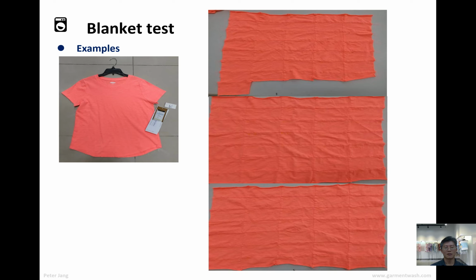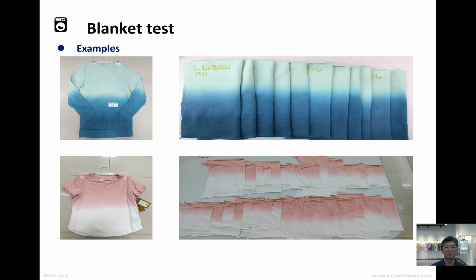This is an actual example. This is a solid dye, pigment garment dye. This kind of blanket test is easy. We just make a blanket and dye it together, and we will find out if there are any problems. But this one is a little bit more complicated.